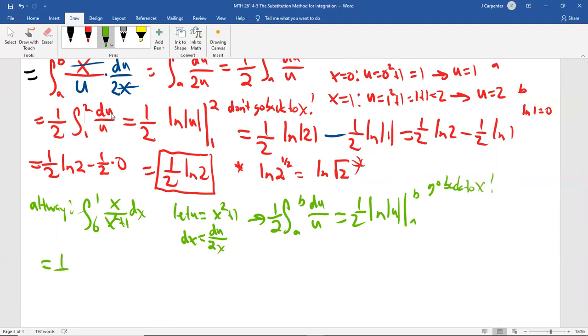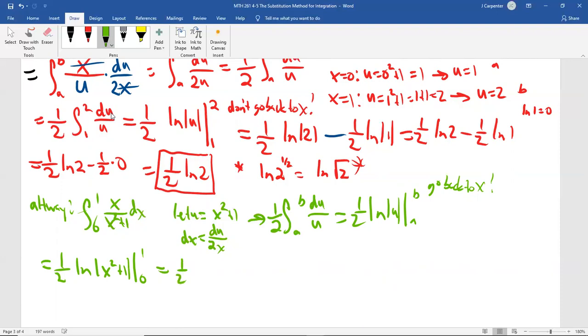So this is 1/2 the natural log of, instead of writing u, we write x squared plus 1. So absolute value of x squared plus 1. And we're evaluating this from 0 to 1. See, I don't use 1 and 2, I use 0 and 1 because now I'm back in x's.